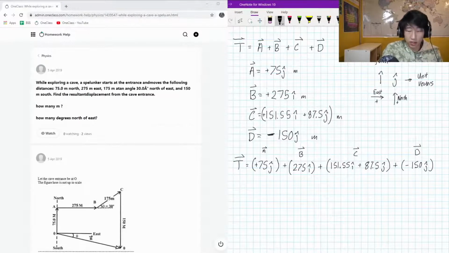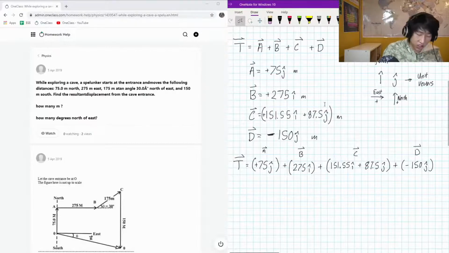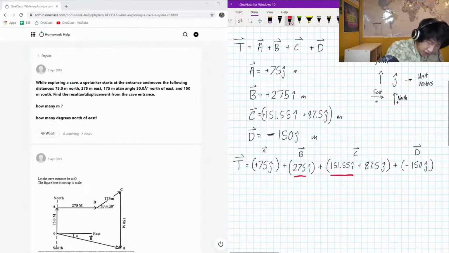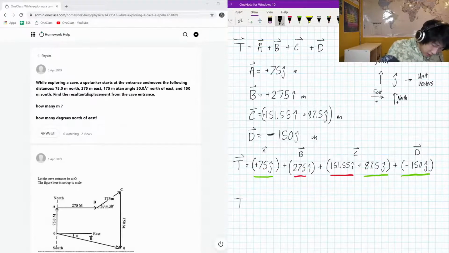Okay, so essentially to do this math, if you're not already familiar with it, we're going to try to combine all of our terms that are i and all of our terms that are j. Underlined in red are our i terms, and underlined in green, those are the j terms. So the result of T, the i component, is going to be the red terms together. So that's going to be 275 plus 151.55. Okay, so overall, we've gone 426.